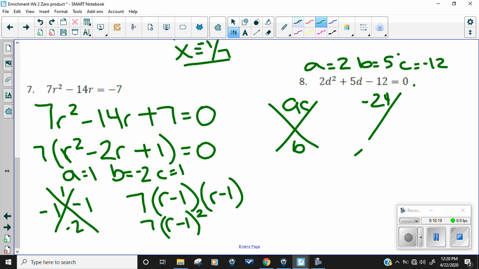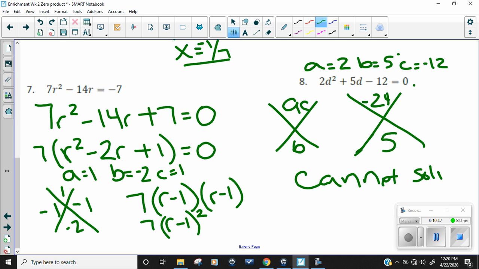And then the bottom is just your b value, which is 5. Oh man, nothing multiplies to negative 24 and adds to 5. 5 is just 5 and 1. So this one we cannot solve. We will learn ways to solve that later, but we can't solve that right now.